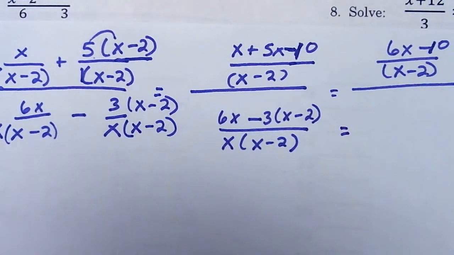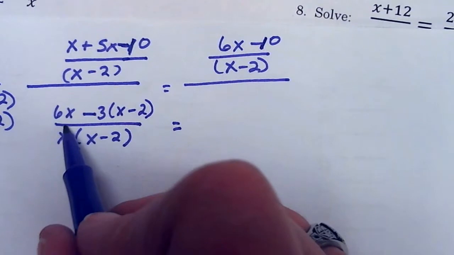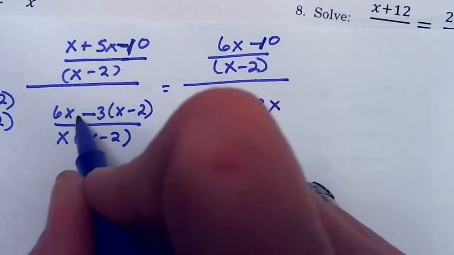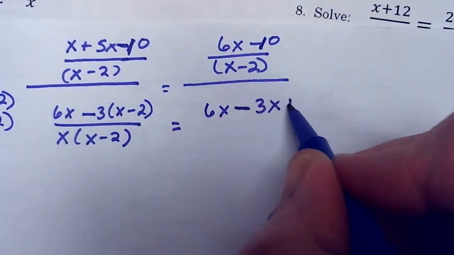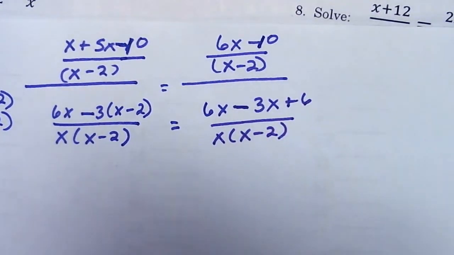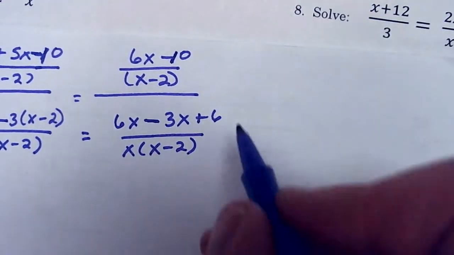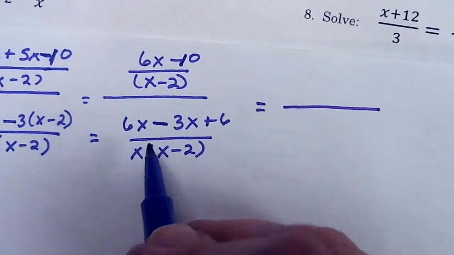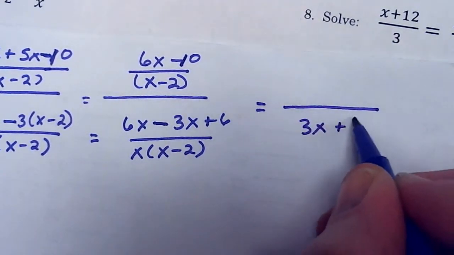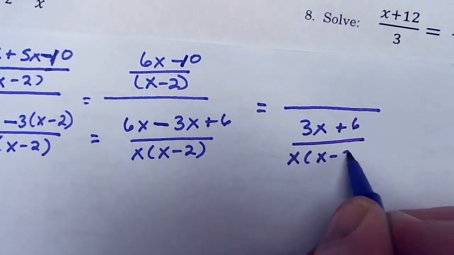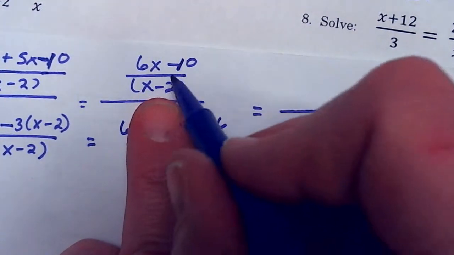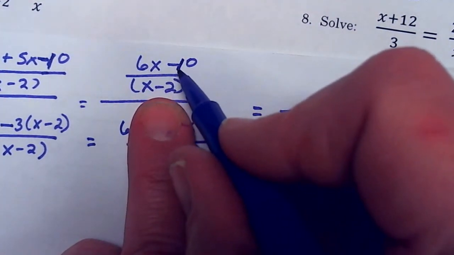Okay, this one's going to take an extra step to simplify. So 6x, 3 times negative x is negative 3x. Negative 3 times negative 2 is positive 6 over x times x minus 2. All right. Now, in this next step, I'm going to simplify the numerator of the denominator. 6x minus 3x is 3x. And I still have the plus 6 over x times x minus 2. I might as well just bring over the numerator of the entire thing, 6x minus 10.